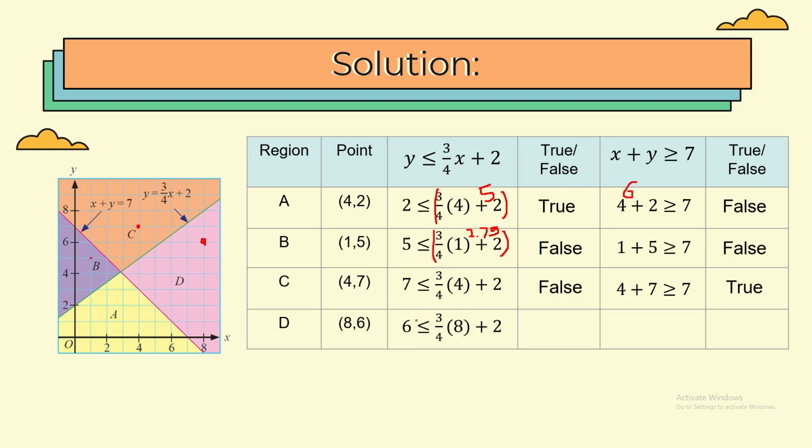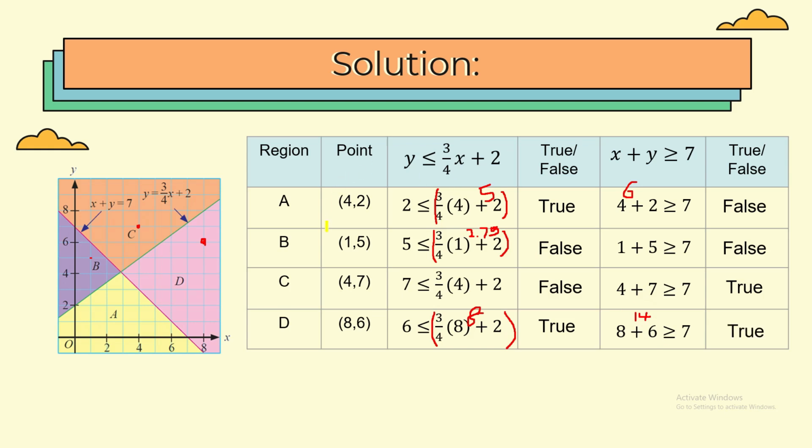Is the left hand side lower or equal than right hand side? Is it true or not? Okay, here I got 8. Okay, and then this is true. 6 is lower than 8, so it is true. And then 8 plus 6 higher or equal to 7. Okay, 8 plus 6 is 14, and 14 is indeed higher than 7, so this is true.